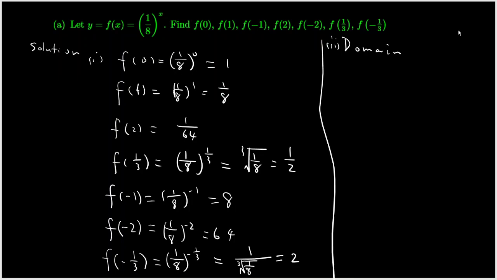The domain, all the real numbers. You see the function is defined at 0. The function is defined at all positive numbers, represented by the inputs 1, 2, and 1/3. The function is defined at any negative numbers, represented by the input values of -1, -2, and -1/3. So the domain of the function is, again, all the real numbers, the set of all the real numbers.